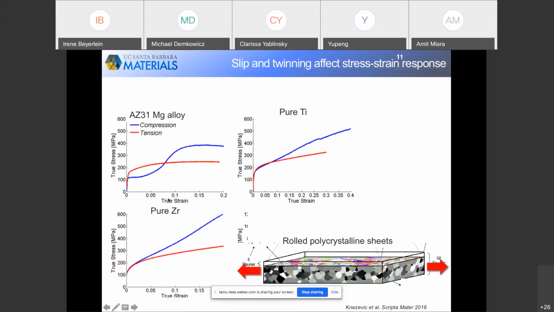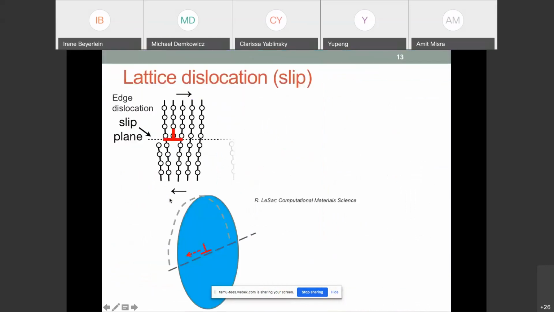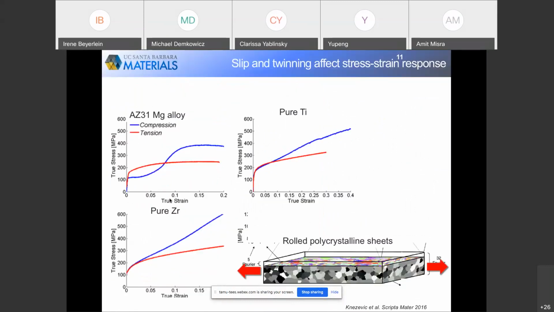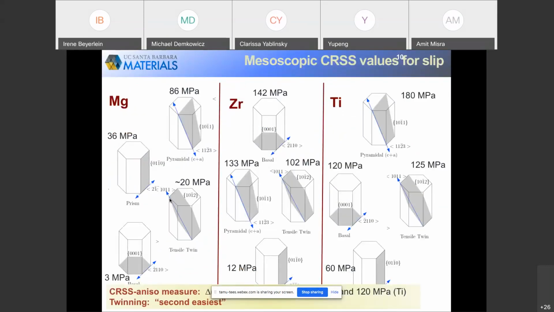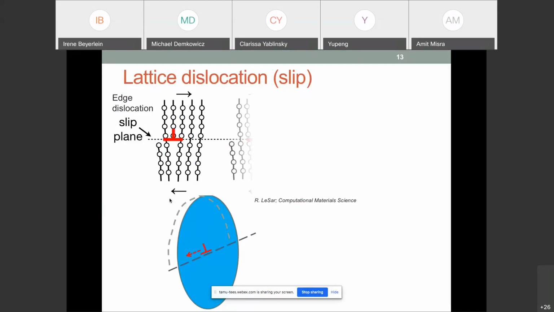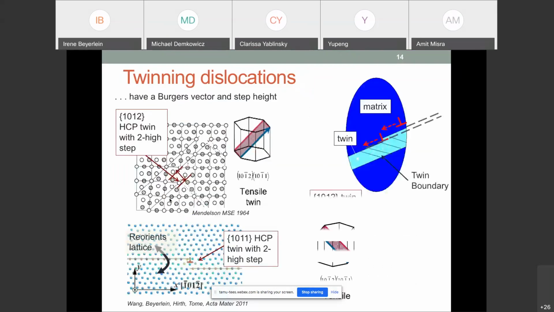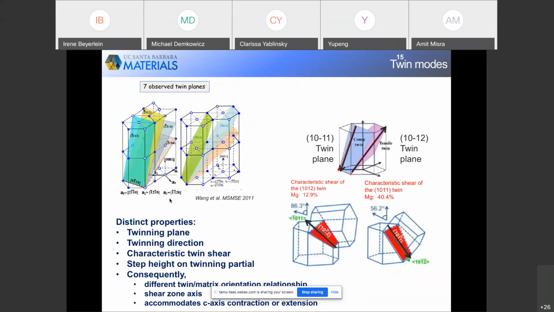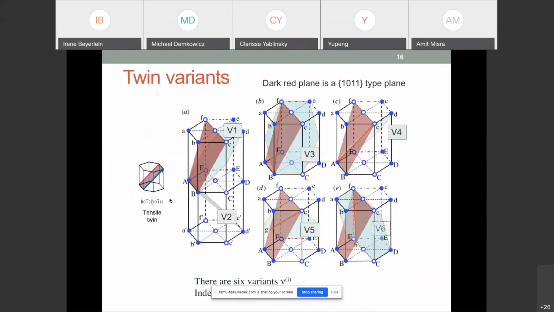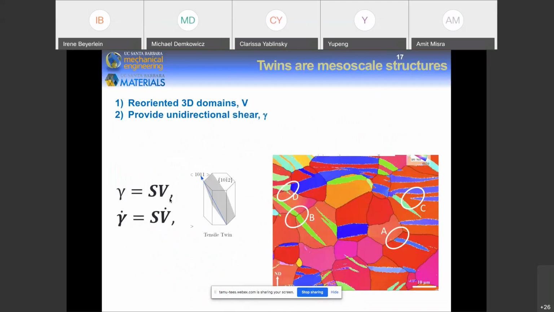Twinning contributes to the plastic strain by, let's see, where did I have that? I thought I had it. It's very simple. Usually for slip it's not so simple, but for twins it's pretty simple. Fortunately, one of the simpler aspects of it is that it contributes to the strain by shearing on a particular plane in a particular direction, just like slip.